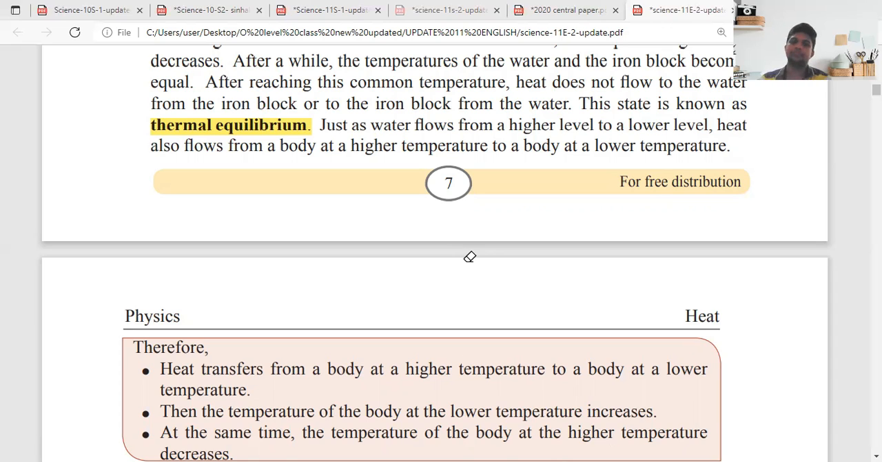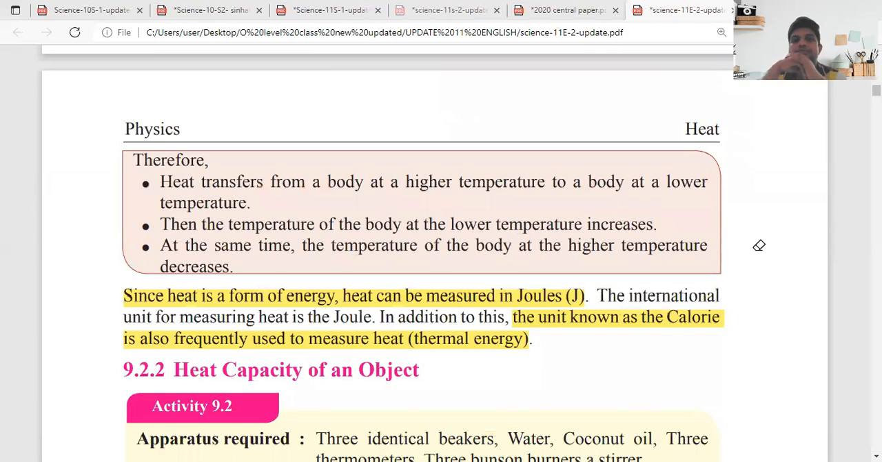Thermal equilibrium. Okay, Daru? Yeah. Thermal equilibrium.